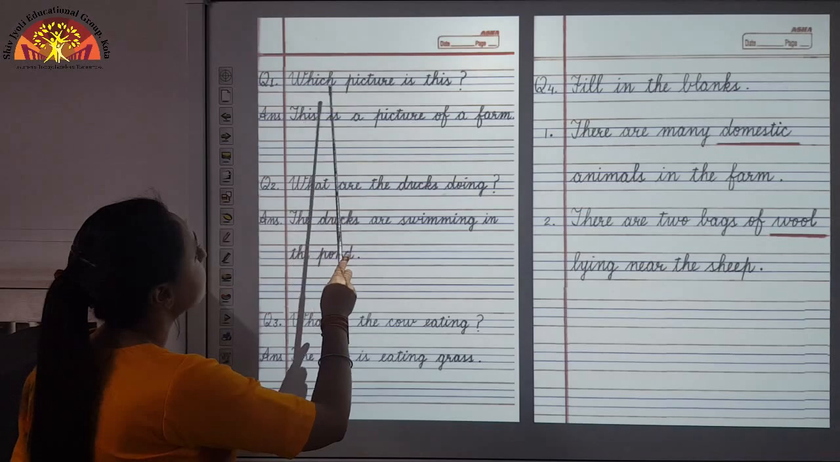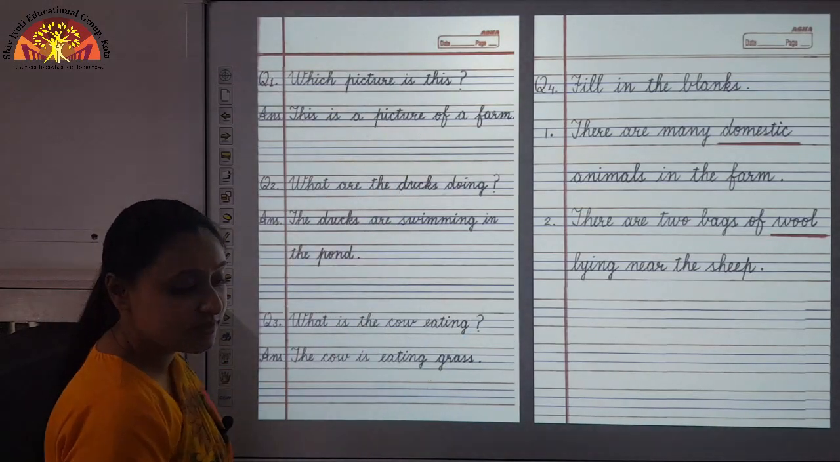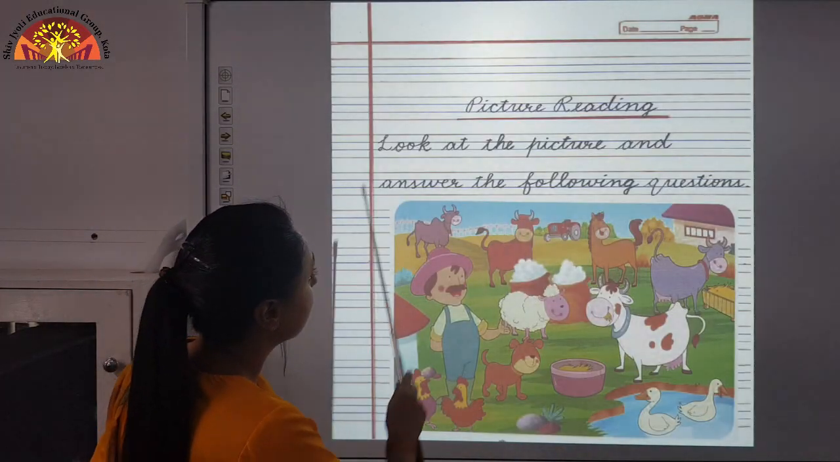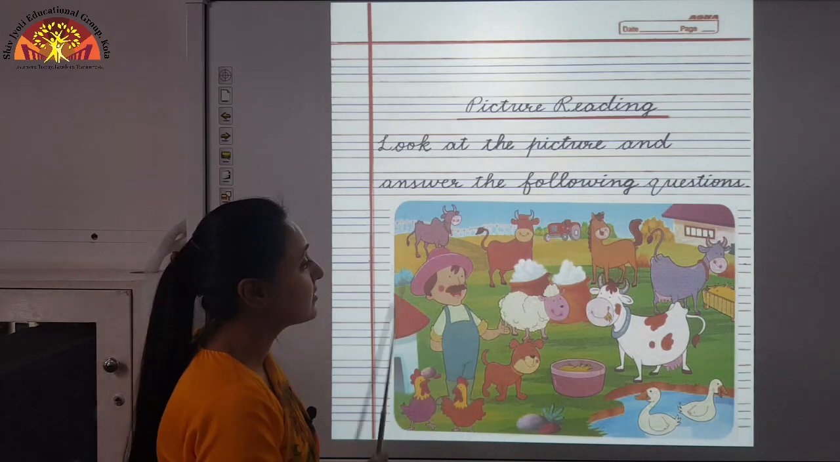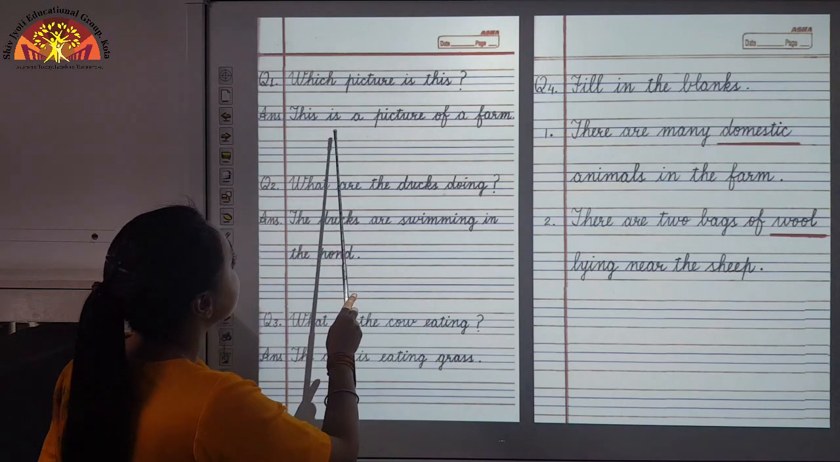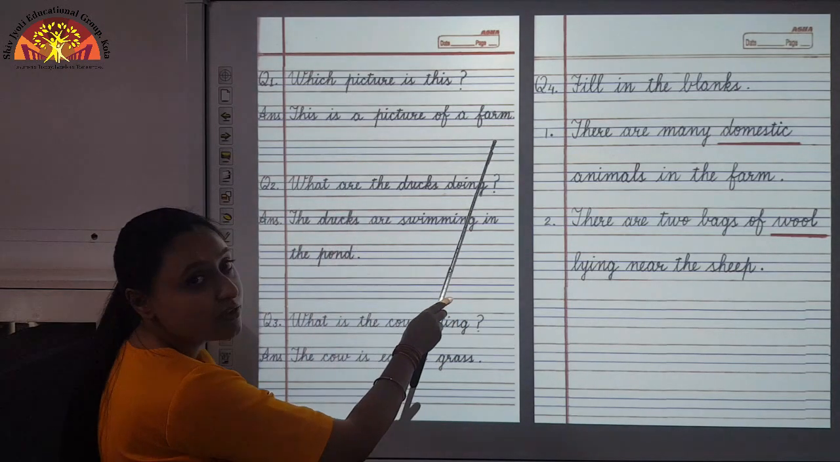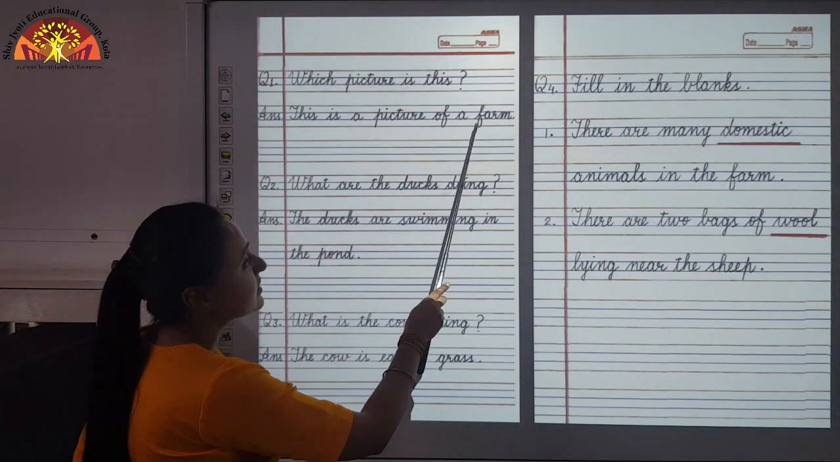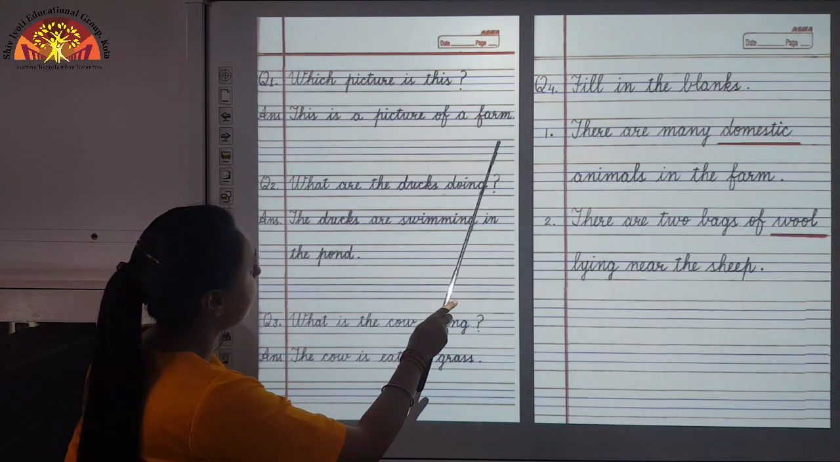Question 1 is, which picture is this? So children, we have looked carefully, which picture is this? This is the picture of a farm. So the answer is, this is a picture of a farm. The spelling of farm is F-A-R-M, farm, okay.